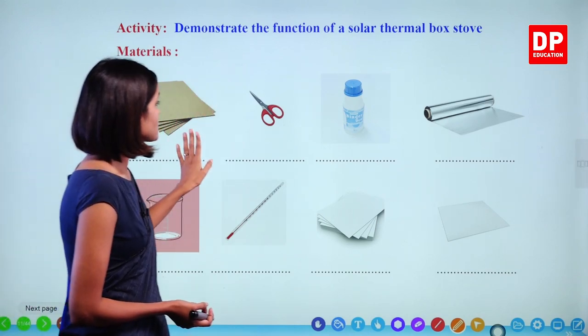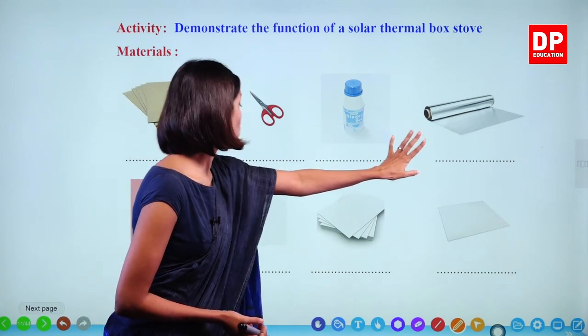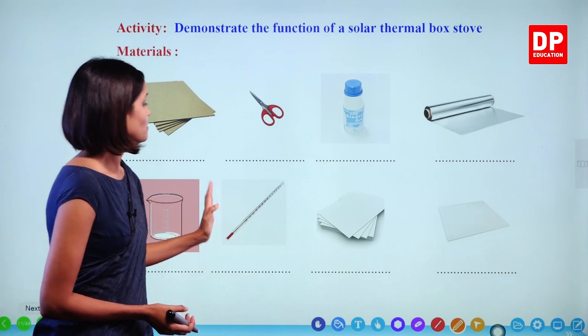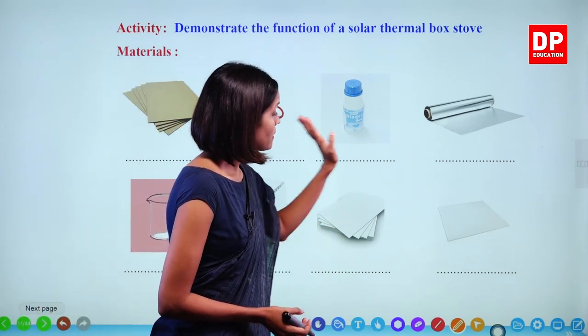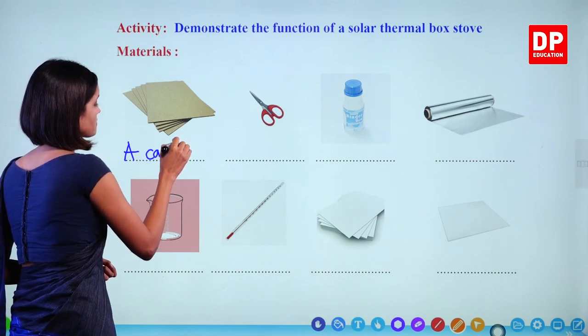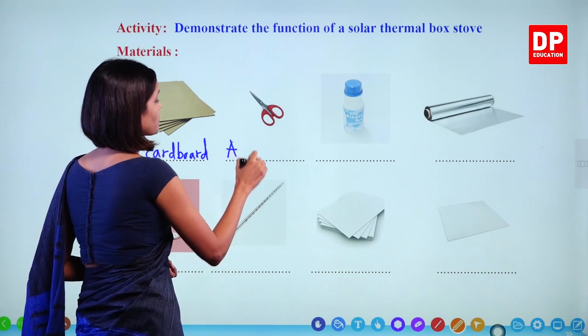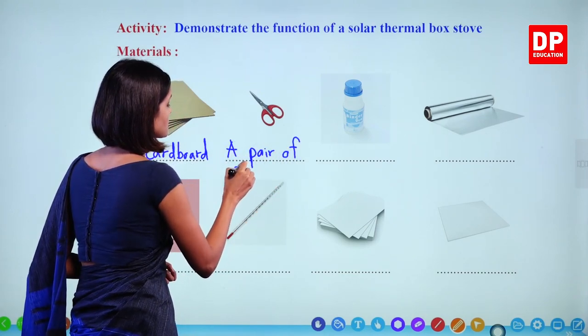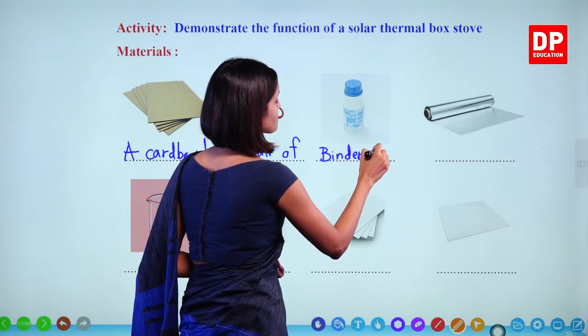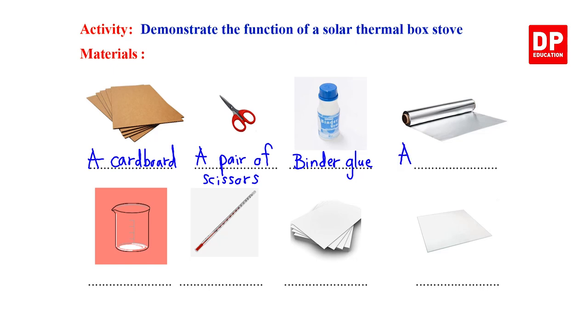We need a cardboard, a pair of scissors, binder glue, and a sheet of foil or any other silver color paper. And we need two beakers of the same size. We need a thermometer, some pieces of paper and a glass sheet. Okay? We will write down the cardboard. We need a pair of scissors, binder glue, and a sheet of aluminium foil. If you can't find aluminium foil, you can use a silver color paper.